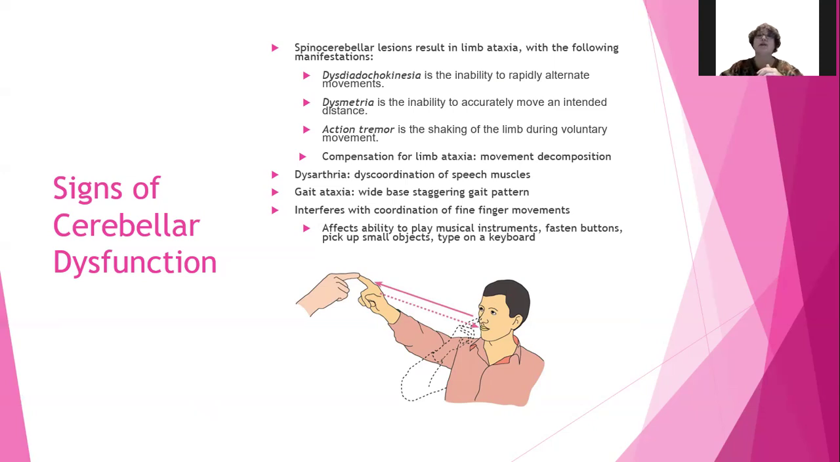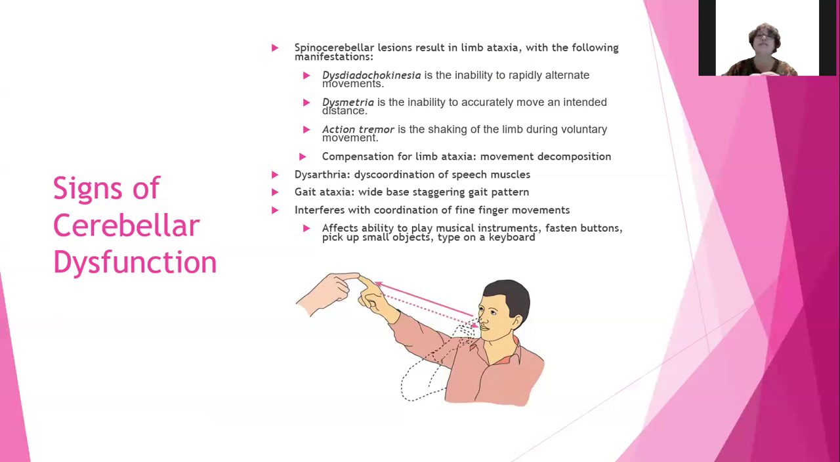Dysmetria is the inability to accurately move an intended distance. So the picture here is showing a test for dysmetria where you have the person touch their nose and then touch your finger. Touch their nose, touch your finger, something like that. Normally we can just do it, but with dysmetria, you can't quite move that intended distance. It's like you reach out for your cup of coffee and you miss.